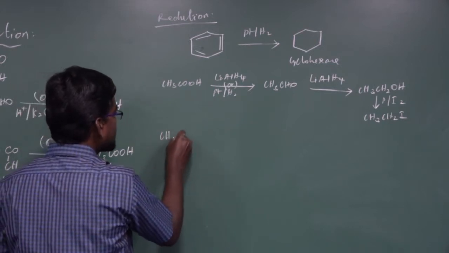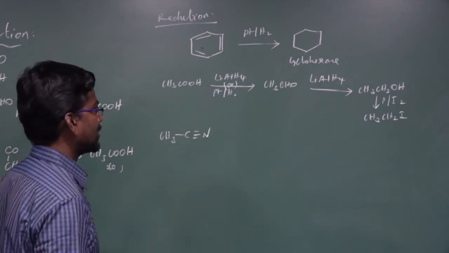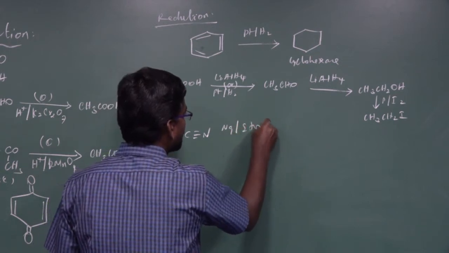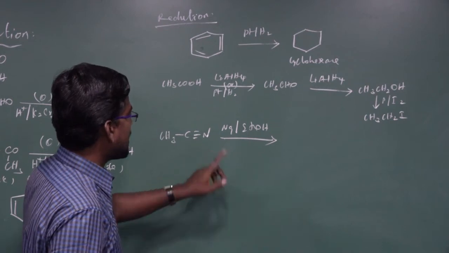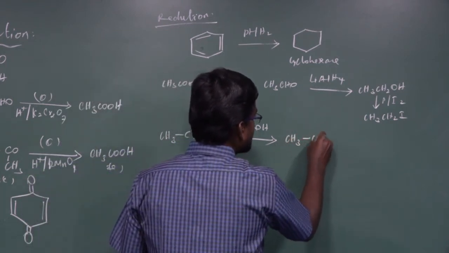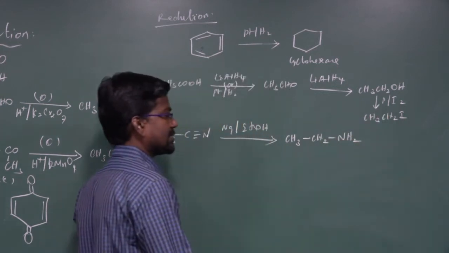For example, CH3-C triple bond N, methyl cyanide. Methyl cyanide is reduced in presence of sodium and ethyl alcohol or lithium aluminum hydride. The C≡N can be reduced to CH3-CH2-NH2. It is a reduction process.